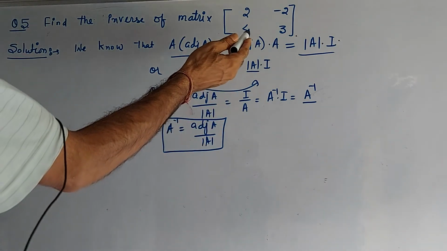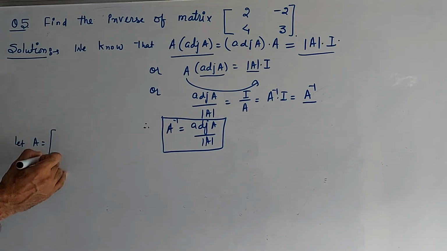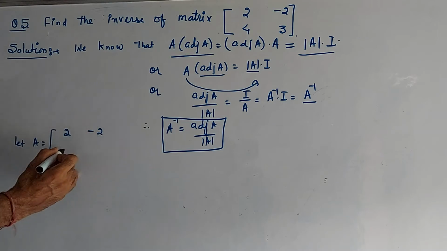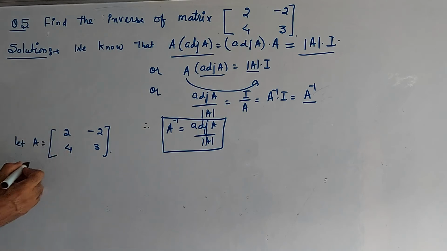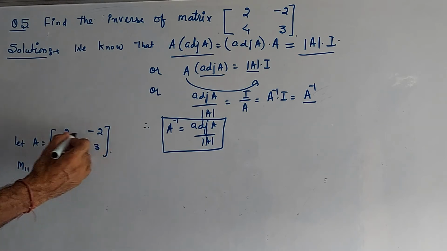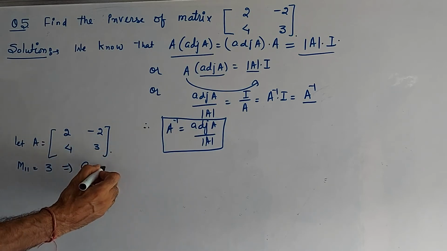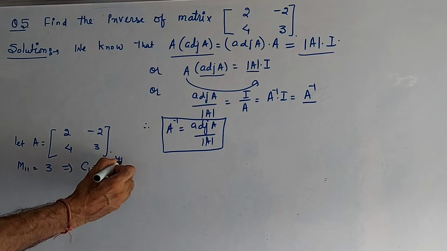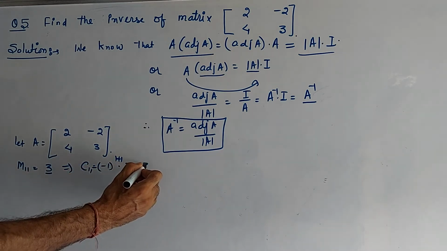Now we will find out the adjoint of matrix A. Let A is equal to 2, minus 2, 4, 3. First of all, we will find the minors. M11: we delete this, so 3 is the minor, and the cofactor of 2 will be minus 1 raised to power 1 plus 1 into this minor 3. So this is equal to 3.